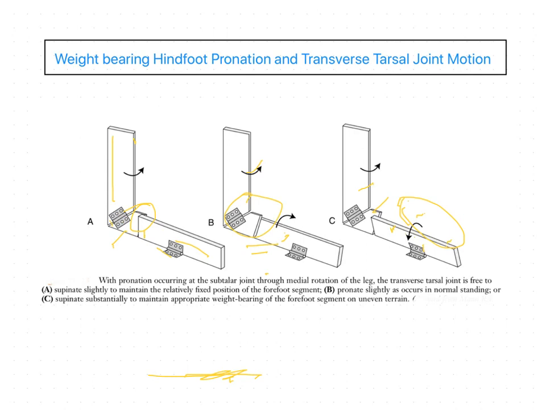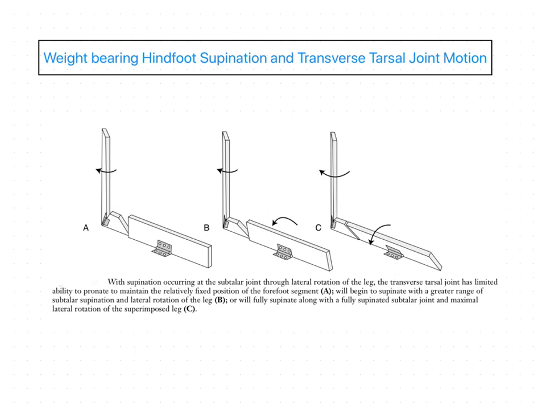Now we will see weight bearing hind foot supination and transverse tarsal joint movements. The same thing is going to happen exactly opposite to this, but it has some limitations. Now we will see what is going to happen in supination. Here also we can take that mechanical model of Inman and Mann, a lateral rotatory force. This lateral rotatory force on the leg will create subtalar supination. So the subtalar joint also undergoes supination in weight bearing, with a relative pronation of the transverse tarsal joint.